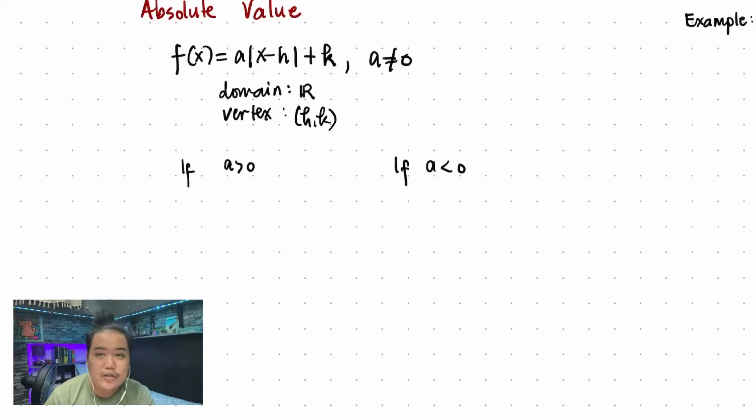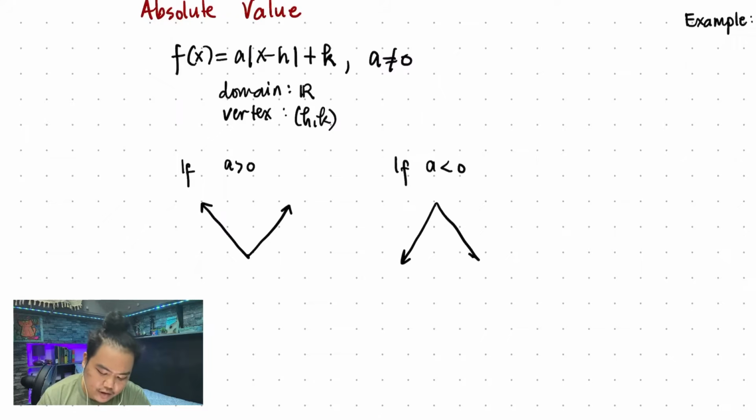So, naaalala nyo, kung sa parabola, kung sa quadratic function, nag-graph sa parabola, parang pa-letter U. Pagdating sa absolute value, ang graph niya is pa-letter V. So, if a is positive, pa-letter V siya that opens upward. If a is negative, pa-letter V siya that opens downward. At of course, the vertex is h, k.